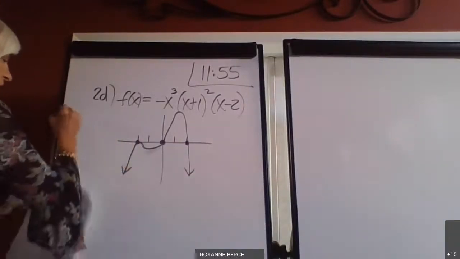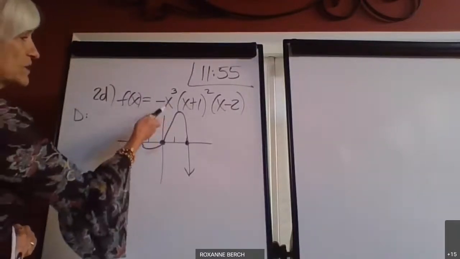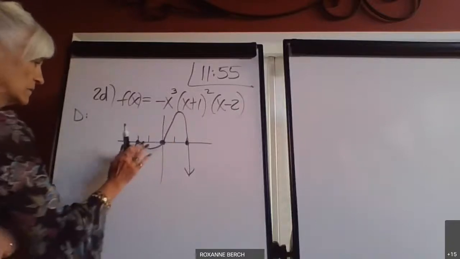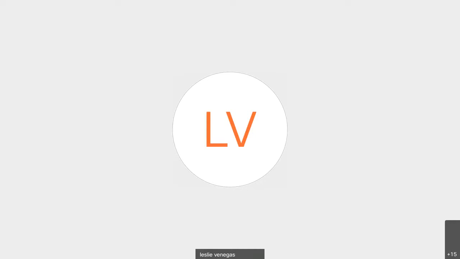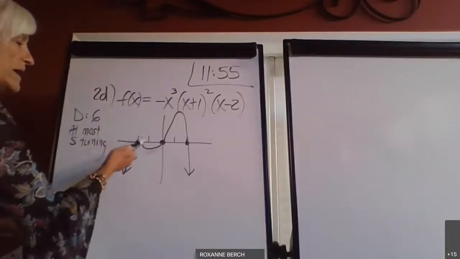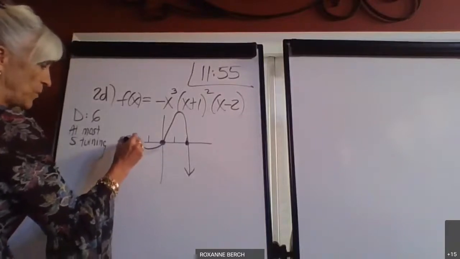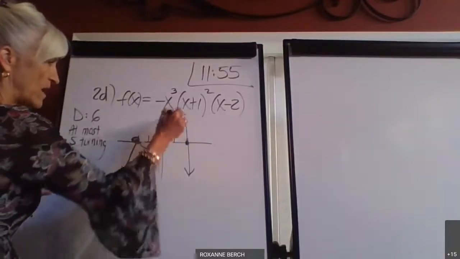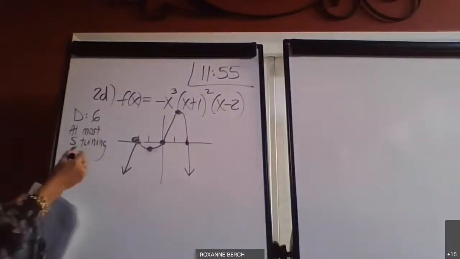The first thing you want to know is what is the degree of this polynomial? You have the x-intercepts 0, 0, 0, negative 1, negative 1, and 2. So what's the degree? Six. So there are at most five turning points. Well, we only see three turning points. We see a turning point there, there, and there. So we see three turning points.